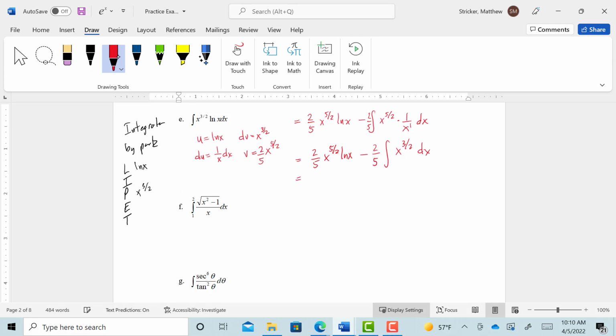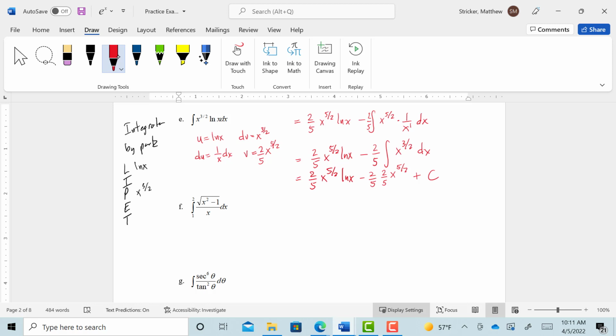And so we get what? We get minus 2/5, and then again, we've already done this one. It's x to the 5/2 times 2/5, plus C. And you can simplify that a little bit and get to the answer that was in the solution, but that's more or less how we're going to do this.